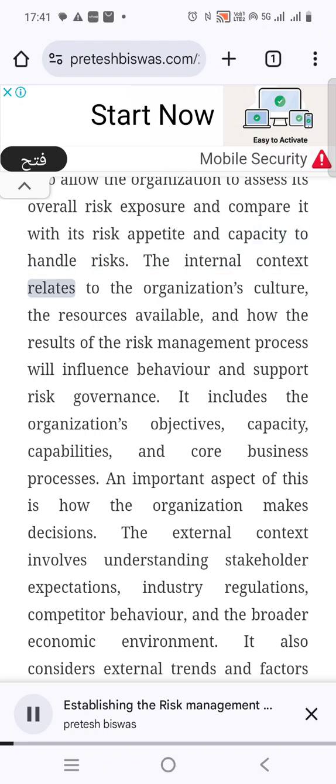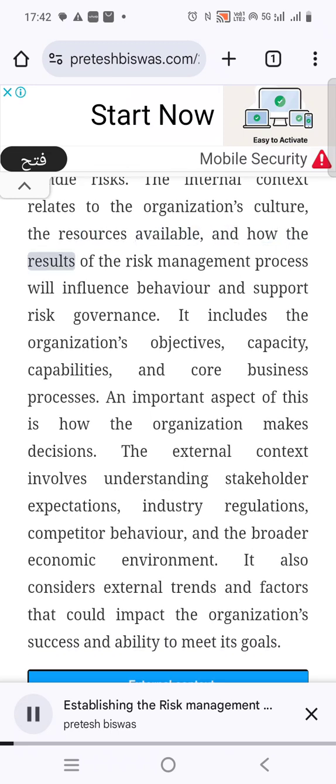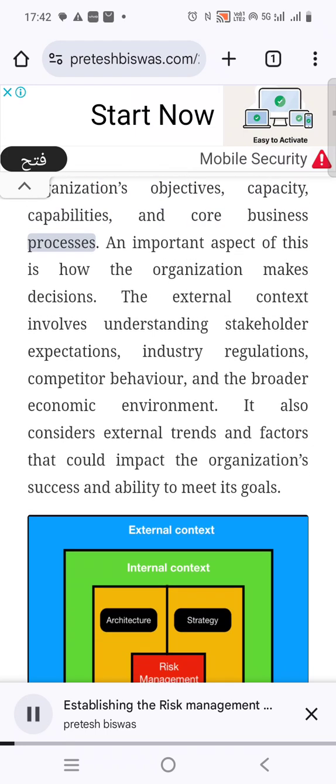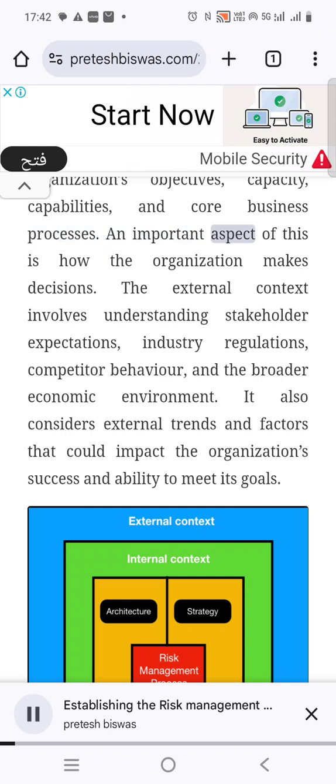The internal context relates to the organization's culture, the resources available, and how the results of the risk management process will influence behavior and support risk governance. It includes the organization's objectives, capacity, capabilities, and core business processes. An important aspect of this is how the organization makes decisions.